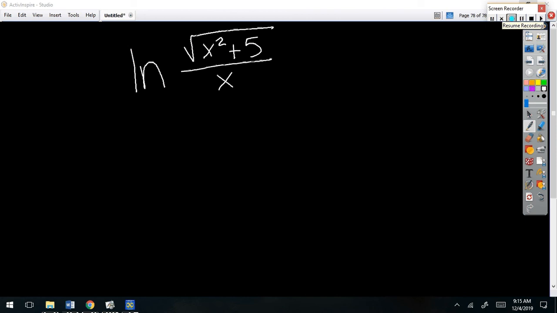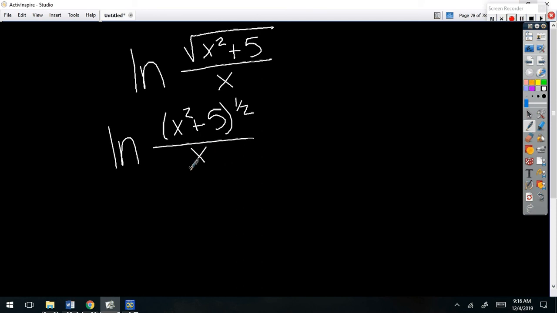Now look, what can I do? Expand it. How? Tell me what a square root is. It's the same thing as a half exponent. I'm going to change that because I can really work with exponents. Now what can I do?